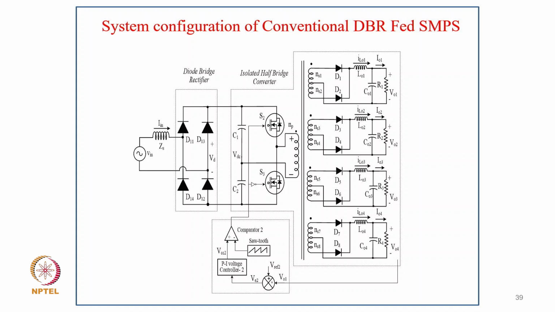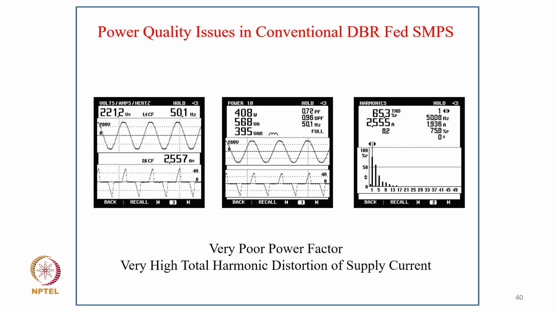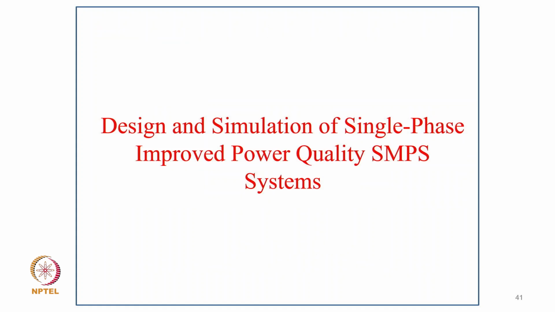And then of course we have a half bridge control with the proper feedback as it is shown here. We took an existing power supply and looked at its supply voltage, supply current, and total harmonic distortion. Even on a 400 watt power supply, the power factor was 0.72 and the current was very highly distorted, with 65.3% THD, as you can see in the harmonic spectrum of the input supply current.